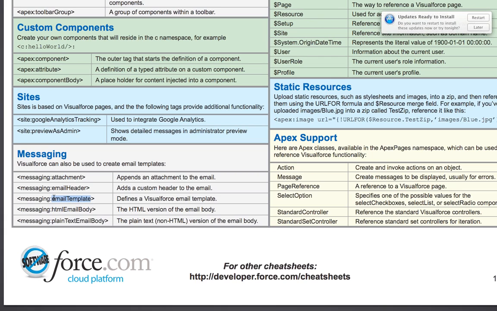Similarly to an Apex page, you use messaging.emailTemplate, and I can put the name of that email, the Visualforce email template, and I can define each and everything there. Email header, email attachment. If there's any attachment, I have to link it. This is the tag for email attachment. I have to link it at the end. It appends an attachment to your current email.